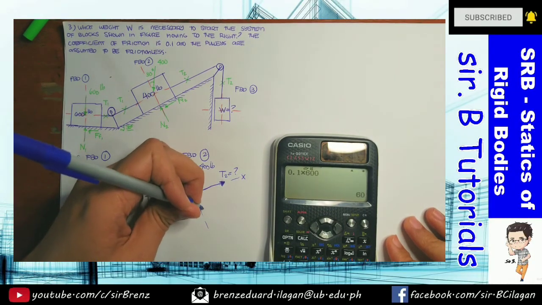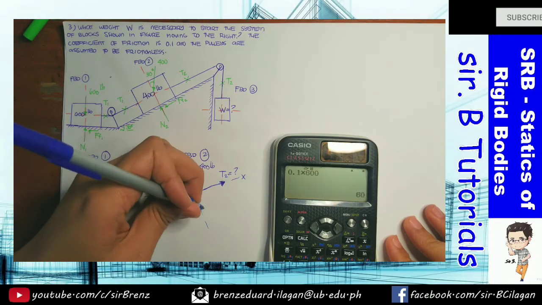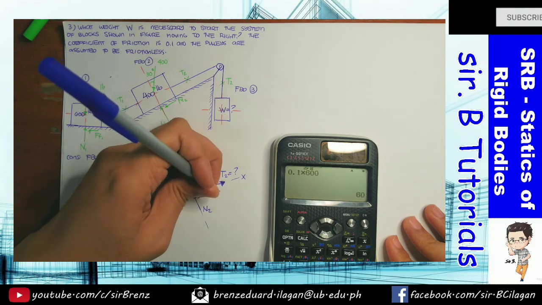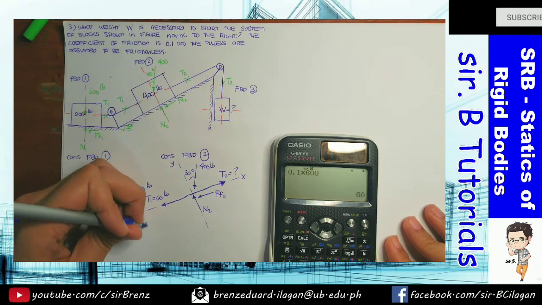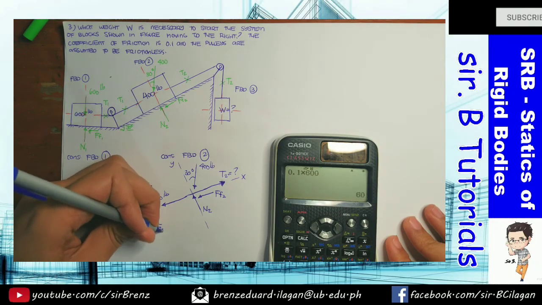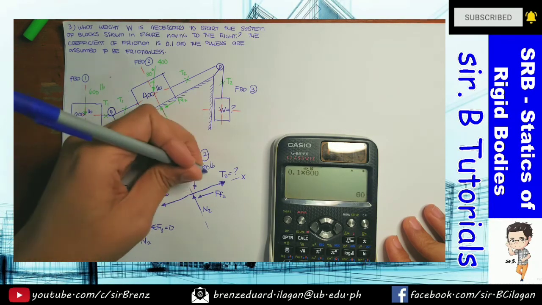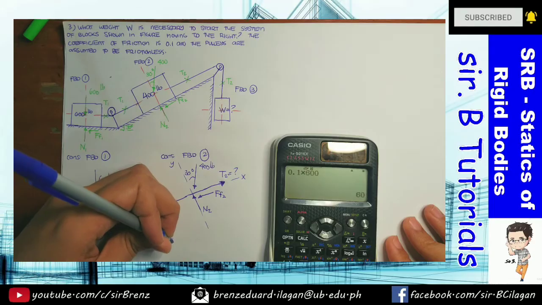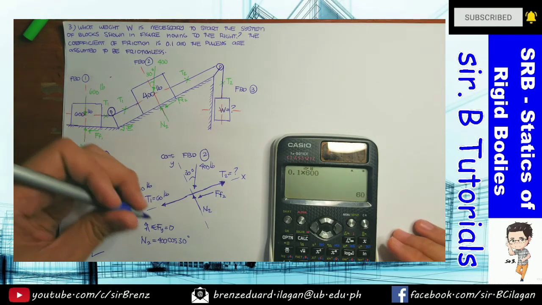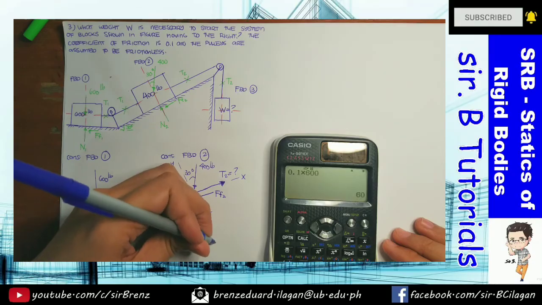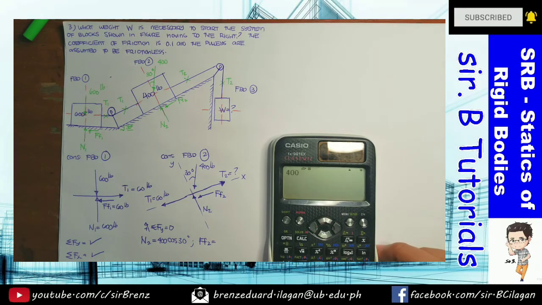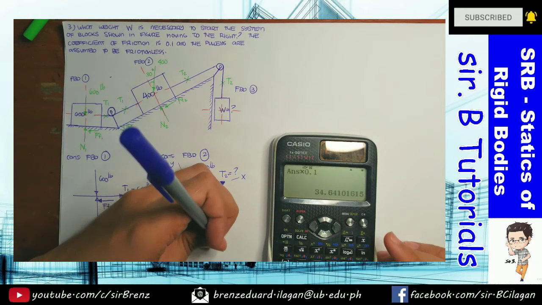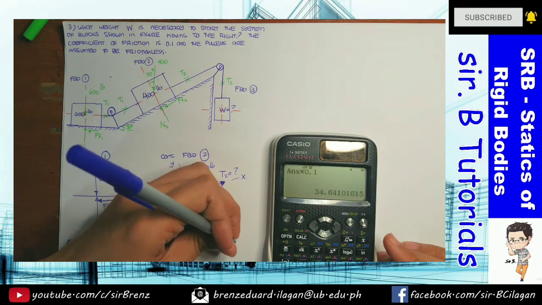So itong normal force na to, sige, pakita natin, N2. So to solve for N2, so take summation of forces ng Y, this direction as positive. So N2, so minus, so transpose sa kabila to make it positive, equals to 400 cosine 30. Therefore, F sub 2 is equals to that times 0.1. So that is 34.6410 pound.